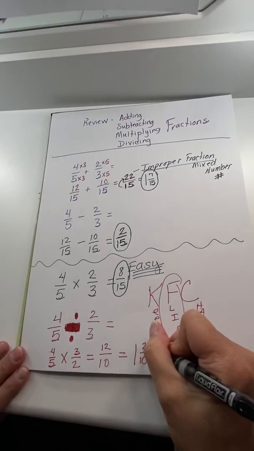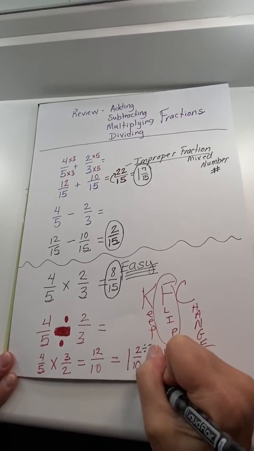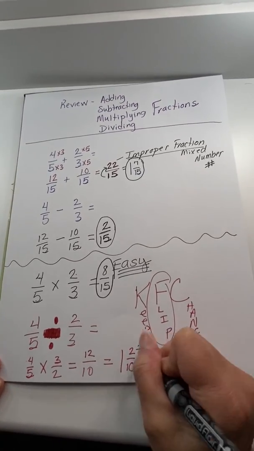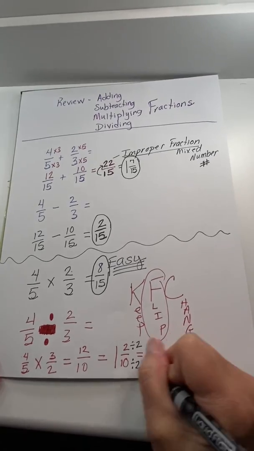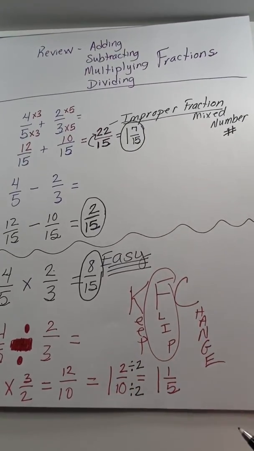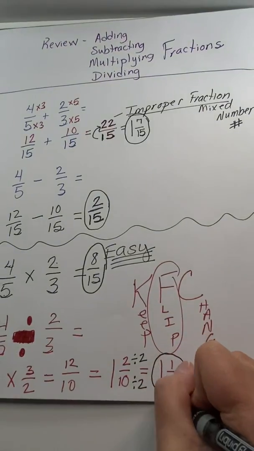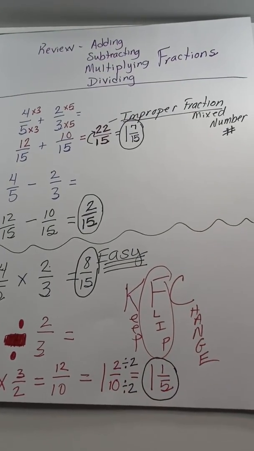How did I do that? Both of those could be divided by 2. 2 divided by 2 made that 1, and 10 divided by 2 made that 5. And our final answer was 1 and 1/5.